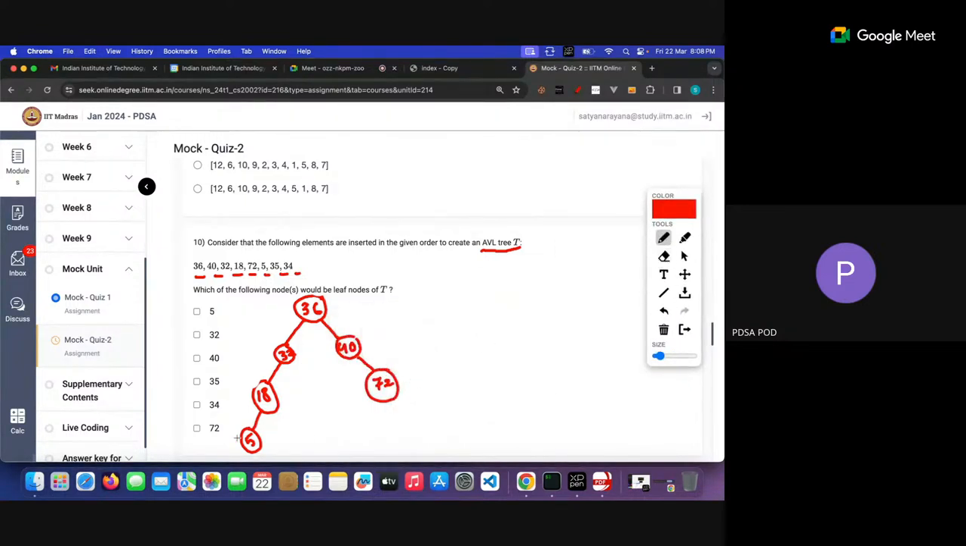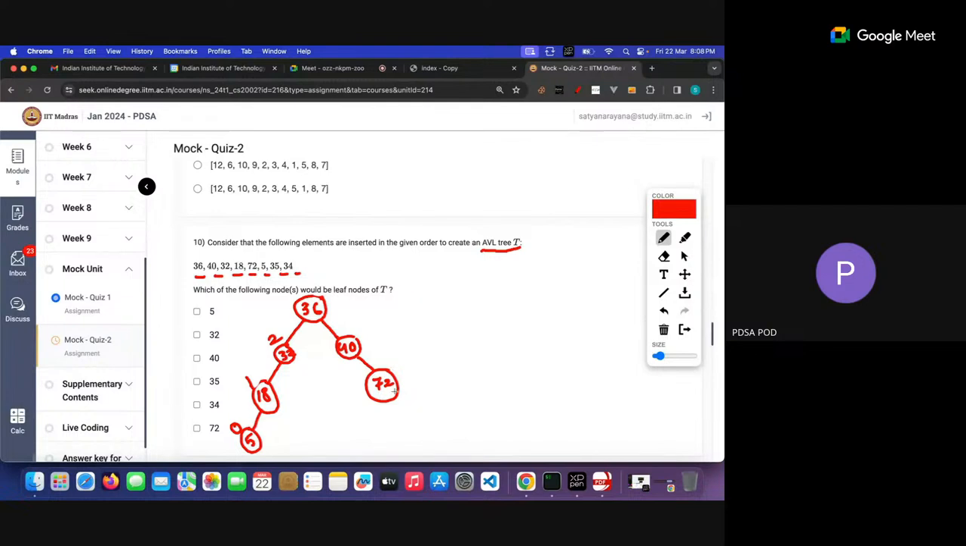Okay, so this is 0. What is the balancing factor for this one? 1. What is the balancing factor for this one? 2. Yes. Why? Because from 32, the depth of the left descendants is going to be 2, but the right descendants are 0. So we get 2. Due to that, of course, this is also changed.